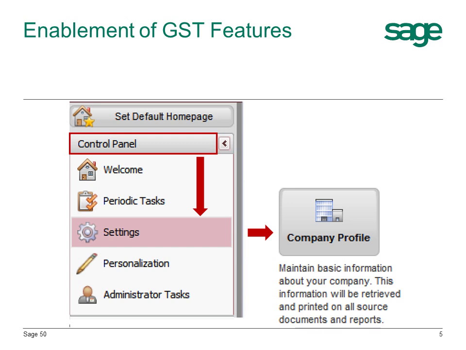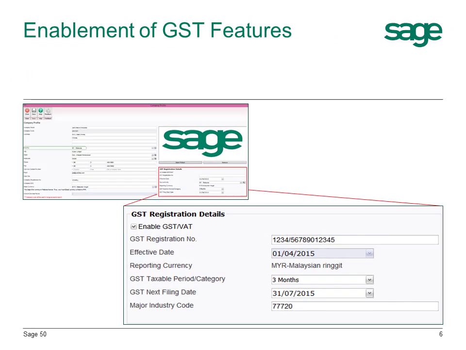To enable GST features in Sage 50 2015, go to the Control Panel menu, select Settings, and then Company Profile. Check on the box Enable GST or VAT, and the rest of the fields will be enabled. Key in all the required information. They will be printed on your GST 03 form. Key in the GST registration number provided by JKDM upon approval of your GST application.